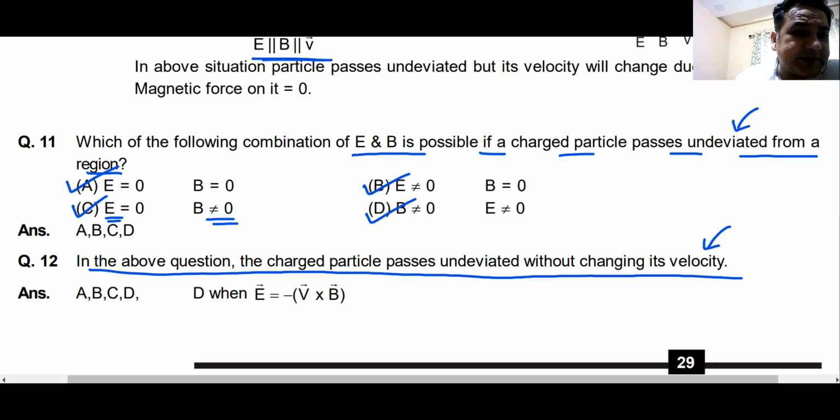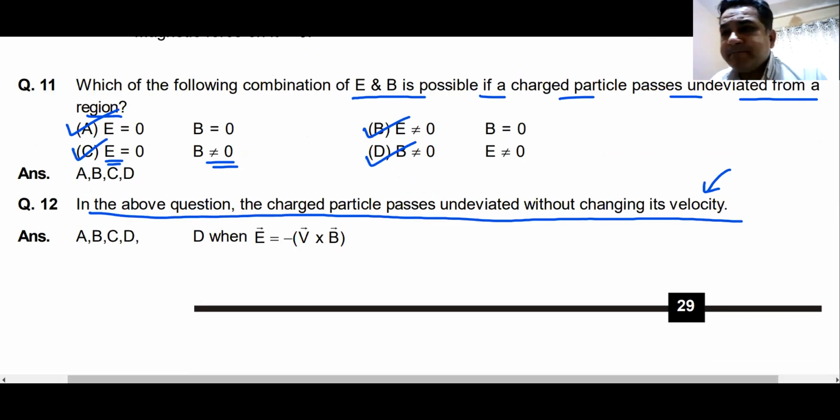What are the possibilities here? What are all the possibilities? Parallel, sir. Option A: is it possible or not? Yes, possible. Option B, possible or not?